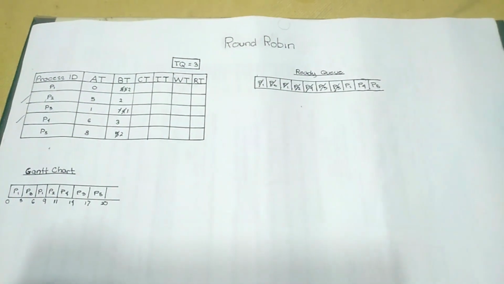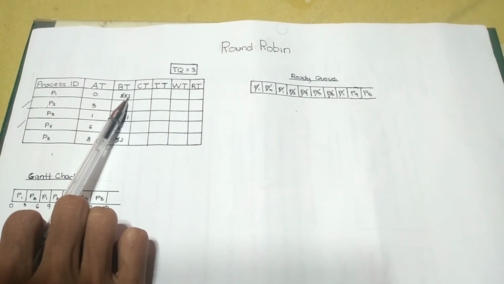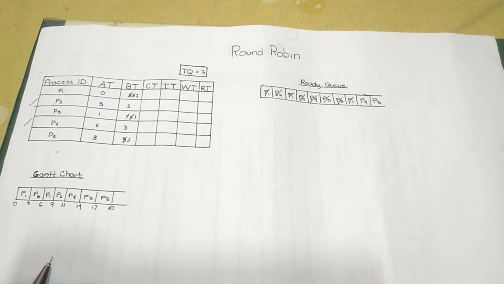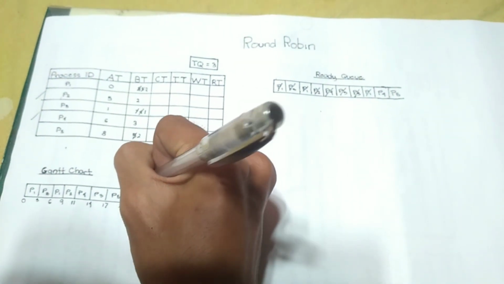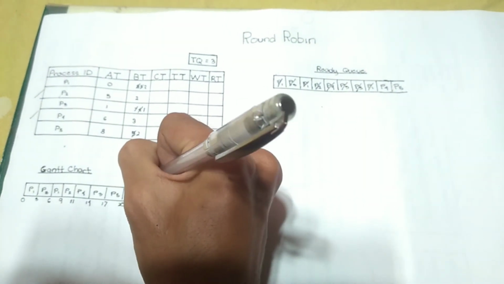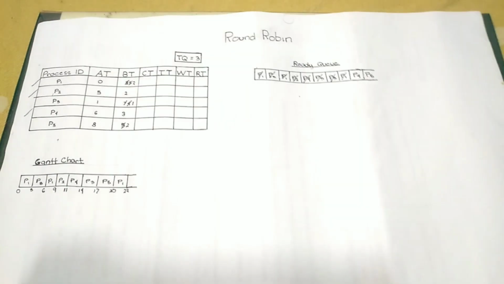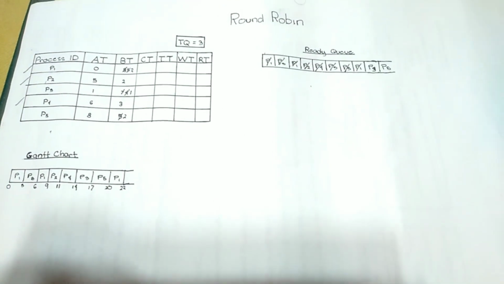Next is P1. P1 remaining time is 2. So P1 will only run for 2 units of time instead of 3. P1 runs for 2 units of time, so 20 plus 2, 22. Now P1 is also done.